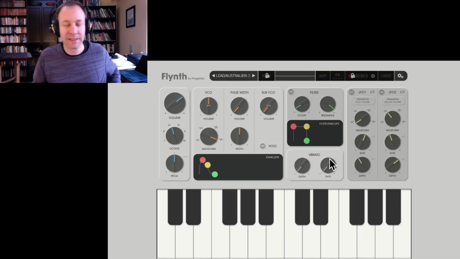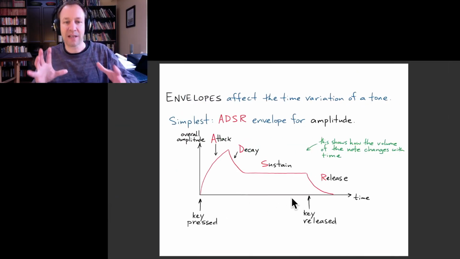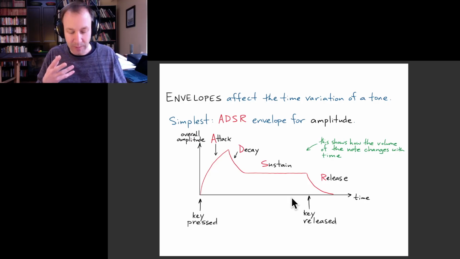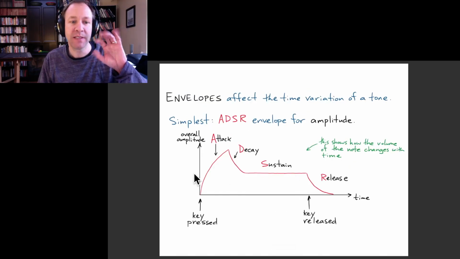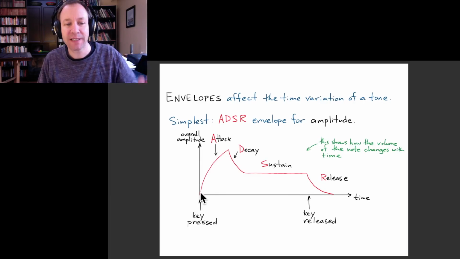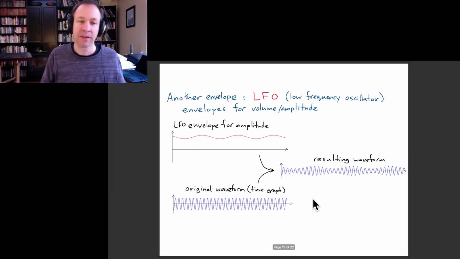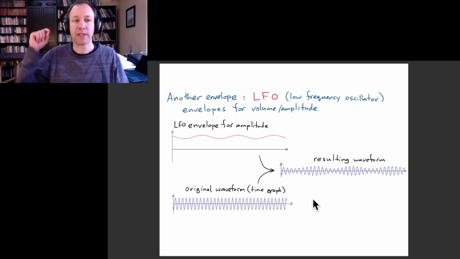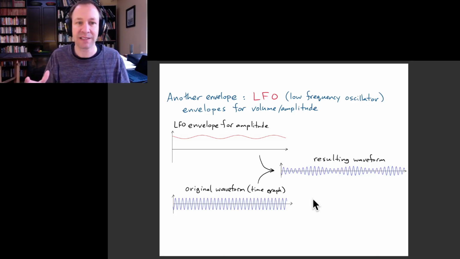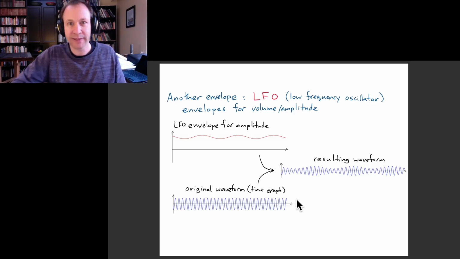You might recognize that. So that gives you a lot of control over how the note's going to sound. That would be mostly affecting how it sounds at the beginning and how it sounds at the end. There's another type of envelope that I'll mention that's very common, which is called the low frequency oscillator. And this is going to affect how your note sounds during the sustain portion.